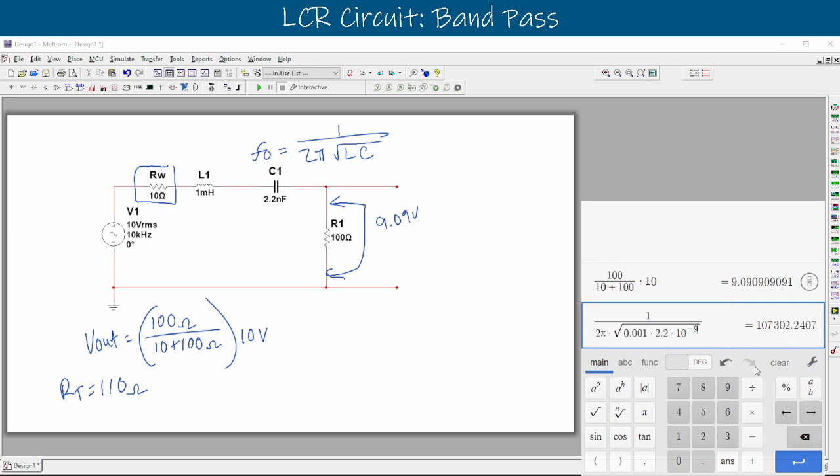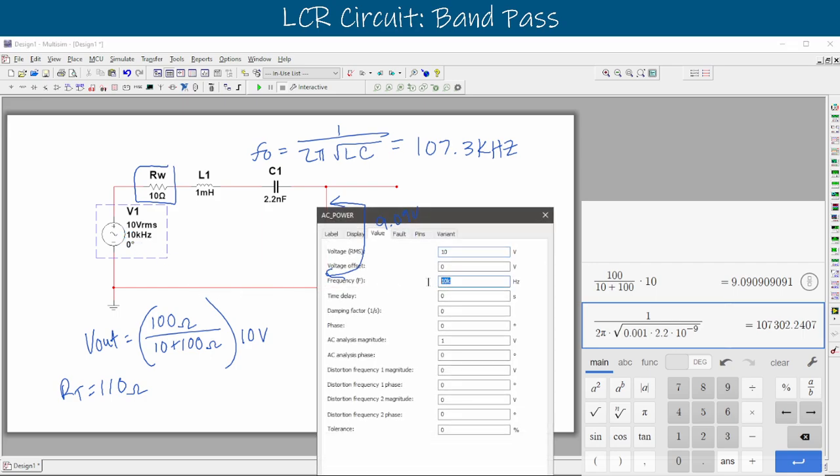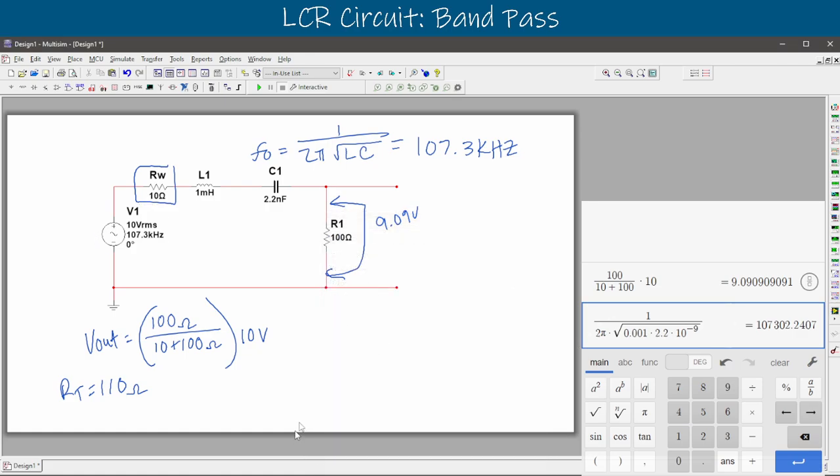And that's going to give us our frequency right there, 107,302. We can round that off. We can say it's 107 for our center frequency, 107.3 kilohertz. And that's what we'll set our frequency to in our circuit here. So we'll double click over here, and we can set, instead of 10,000, we'll say 107.3 K. And that's going to be our center frequency.